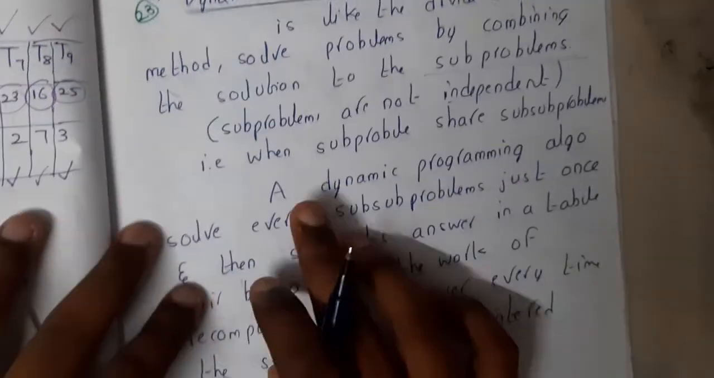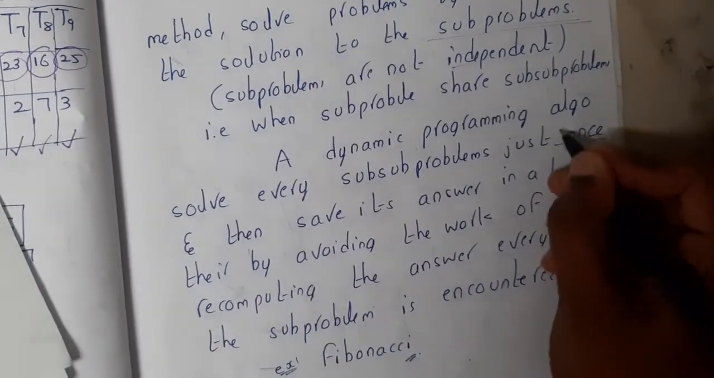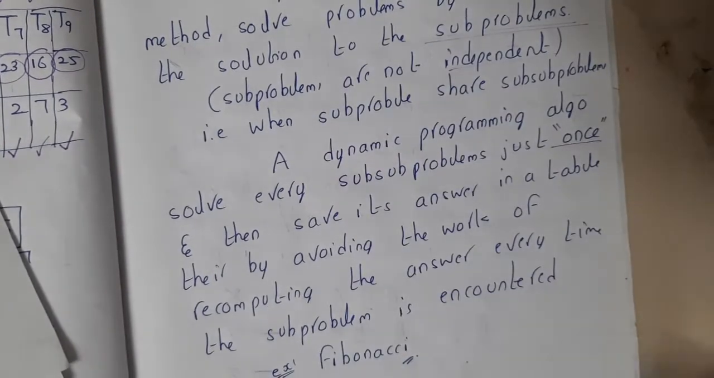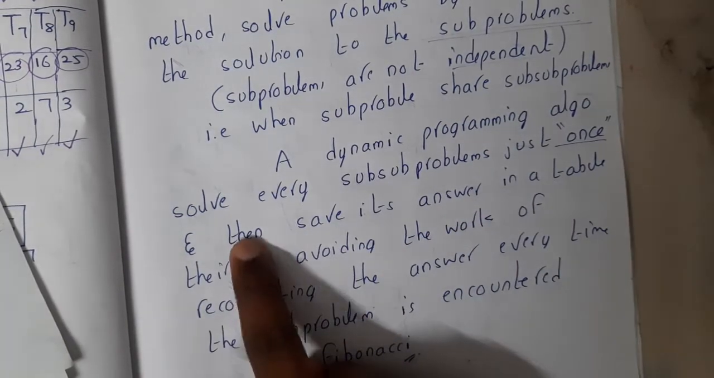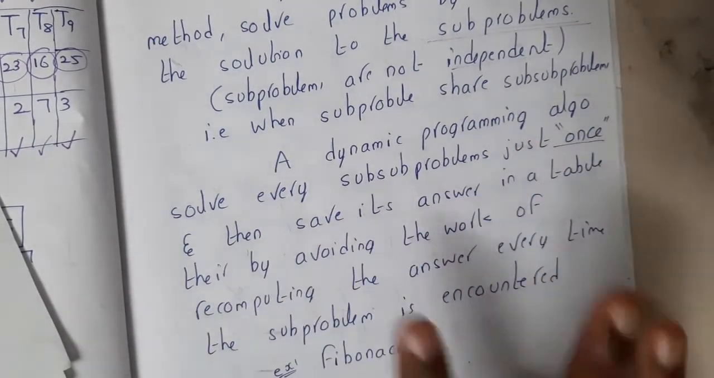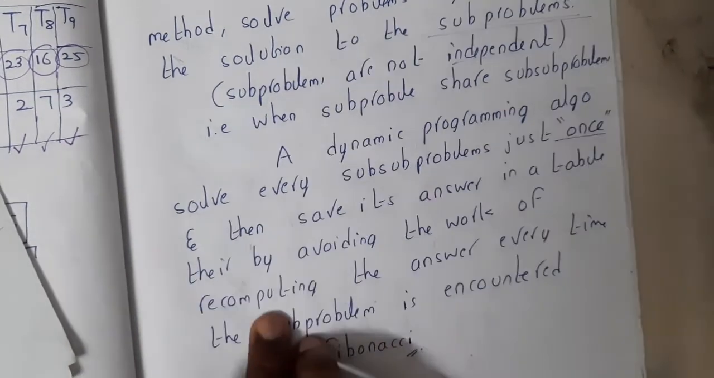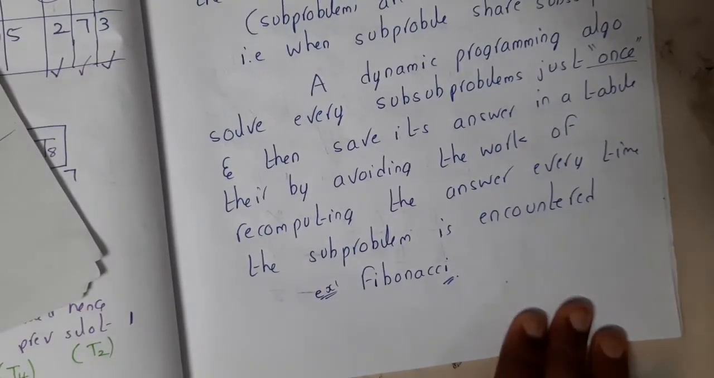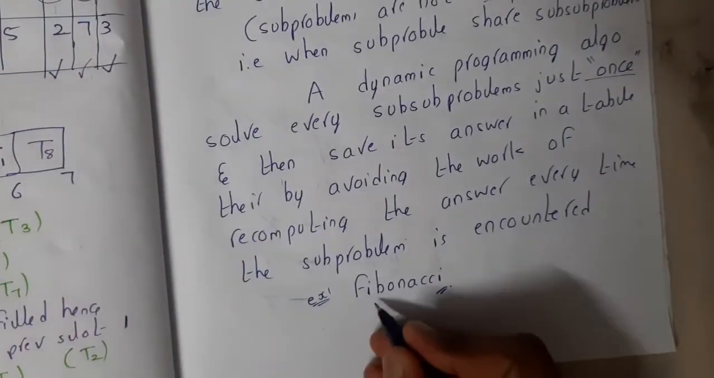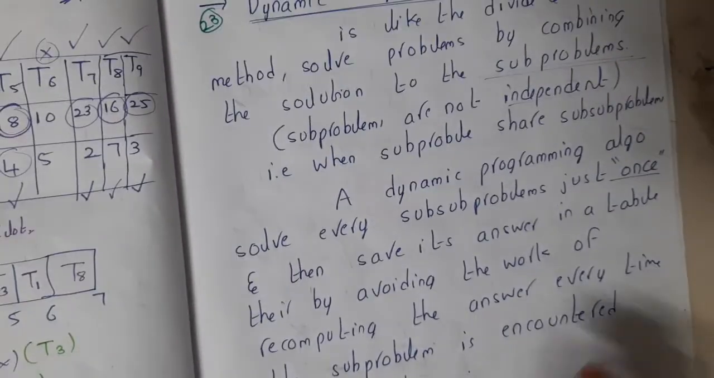A dynamic programming algorithm solves every sub problem just once. This is really important. It is not going to solve twice or thrice or hundreds of times. It will solve only once, and then saves its answer in a table or in a structure somewhere, thereby avoiding the work of recomputing the answer every time the sub problem is encountered. Now you are getting an idea, right? That is why I stressed this example. The best example for this is Fibonacci. On that day while I was writing the notes, I thought I should explain Fibonacci.